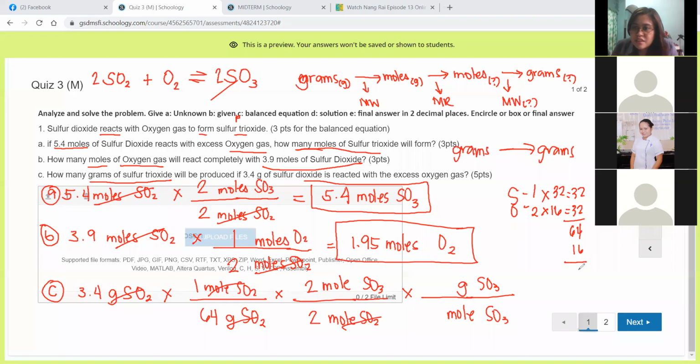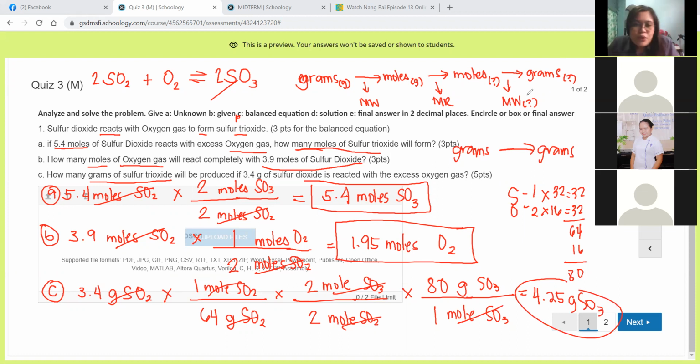Let's just add 16 here. This is 80, because it just has one additional oxygen. So 80 grams of sulfur trioxide in 1 mole. Okay? So this is now 3.4 times 1 times 2 times 80 divided by 64 times 2 times 1. The correct answer here is 4.25 grams. Let's cancel this, of sulfur trioxide.